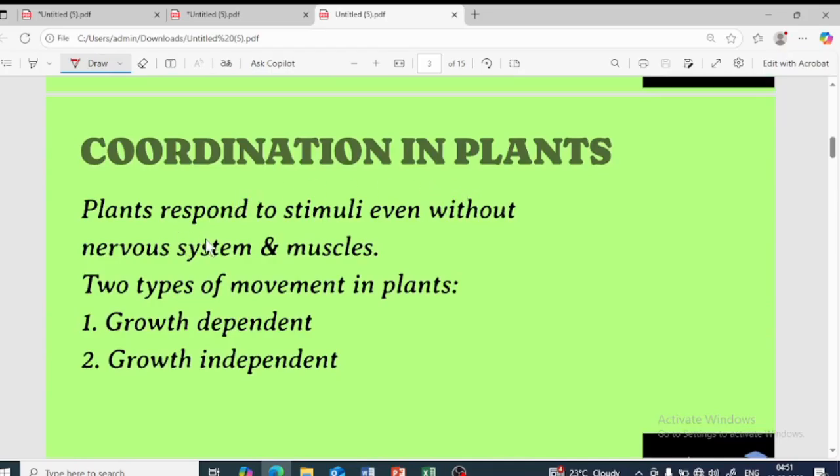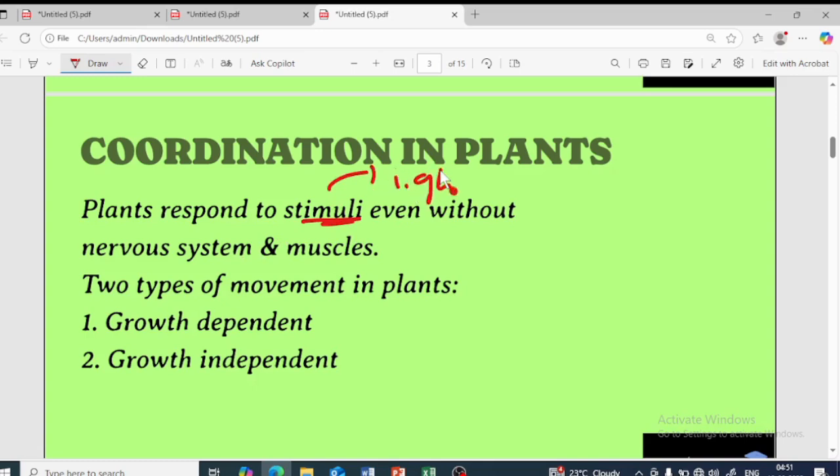You all know that human beings have a nervous system as well as muscles, whereas the plants do not have the nervous system and muscles. Yet they respond to stimuli, isn't it? Stimuli we already know. What are the stimuli? Stimuli might be light, heat, water, and might be touch also. The animals do have a nervous system as well as muscles, but the plants do not, yet they do respond to the stimuli.